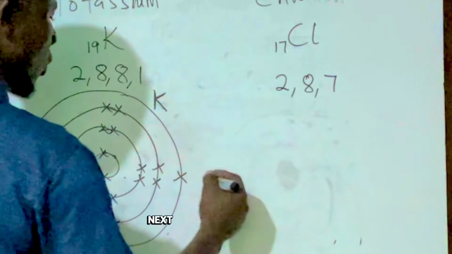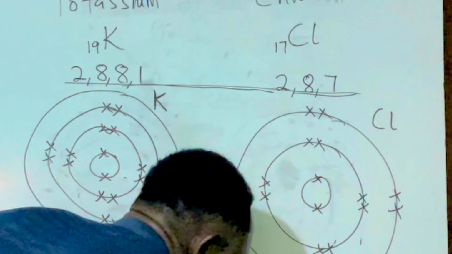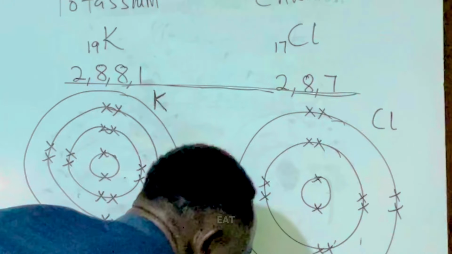So when chlorine accepts 1, we are going to get 2, 8, 8. Chlorine is accepting 1. So we draw for 2, 8, 8. So 2, 8, 8. This is now the chlorine ion. This is the potassium ion. Now, this is for potassium and chlorine.